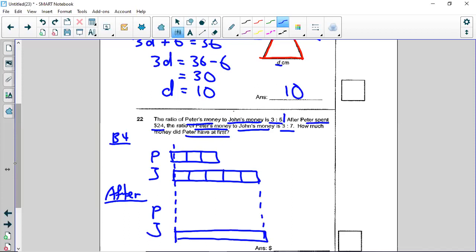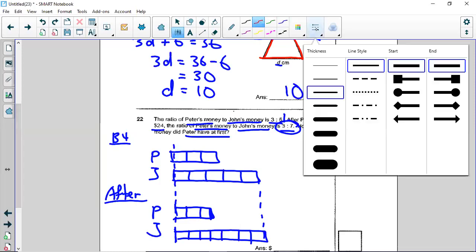So the person who is unchanged, the model is very easy to draw. Just draw the same rectangle. And you can see that Peter to John's money in the end is 3:7. So you cut John's rectangle into 7. And then Peter will have 3. And you can see his rectangle is also shorter than at first. All right, so what do you do next?